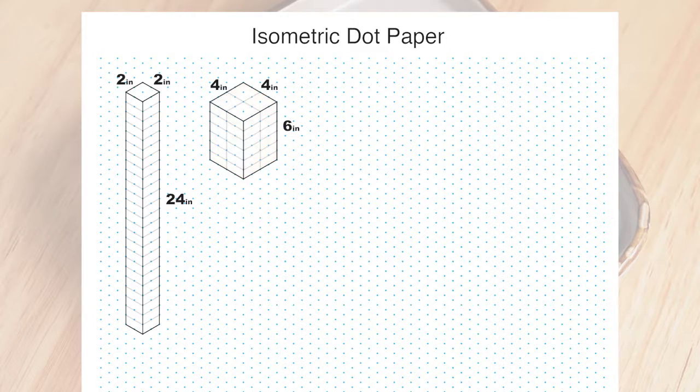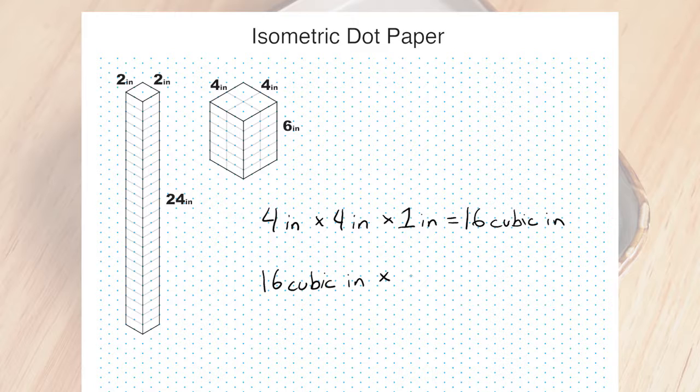To ensure we have the correct volume, we can multiply the volume of the base layer by the total number of layers. 4 inches multiplied by 4 inches multiplied by 1 inch is 16 cubic inches. The volume of the base layer is 16 cubic inches. We can now multiply the base by the height to calculate the full volume of the box. 16 cubic inches multiplied by 6, which is the number of layers, is 96 cubic inches. The volume of the box is 96 cubic inches. We have now determined a more reasonable box shape than our previous solution.